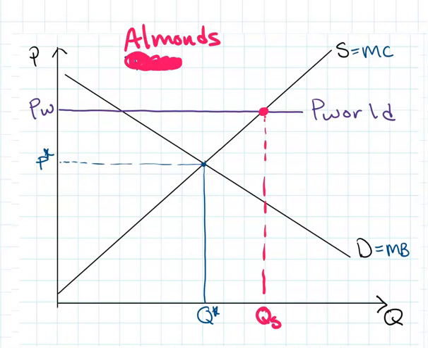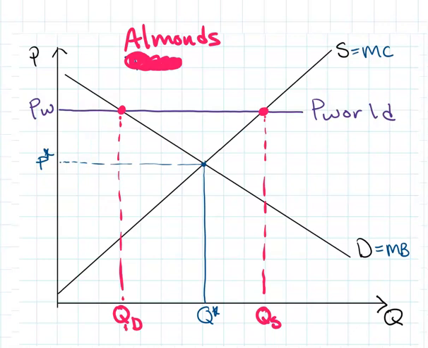So the price is going to rise for this good, right? It's going to go up to the world price. And then the domestic consumers are going to buy a lot fewer almonds than they did before. They're going to say, well, I only want to buy this much because almonds are pretty expensive now because of the world market driving up the price. So they're going to buy fewer almonds.